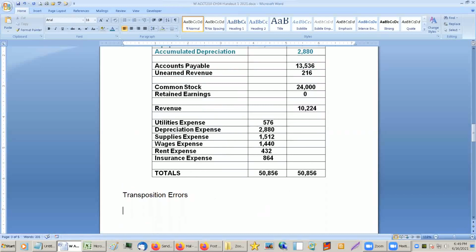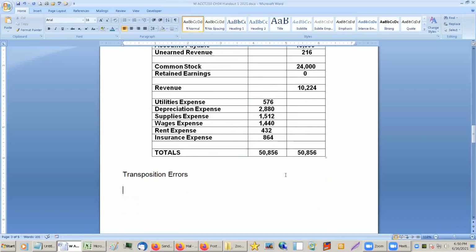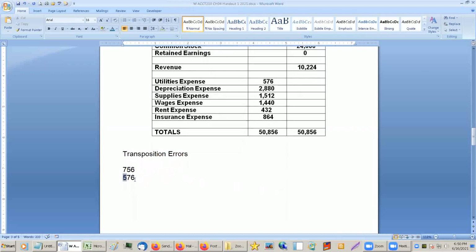Let me give you an example. Let's say that I entered 576, instead of entering it as 576, I entered it as 756. So we would have an error there of 180. A little small 180.